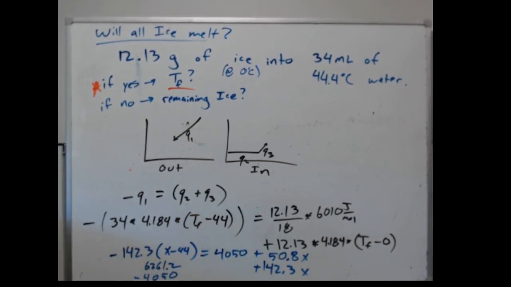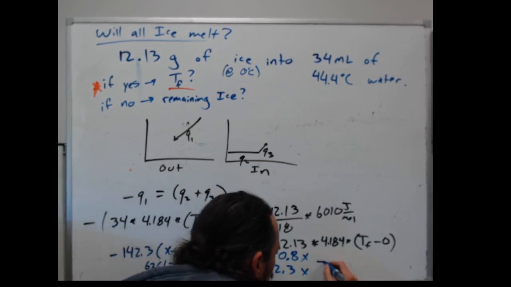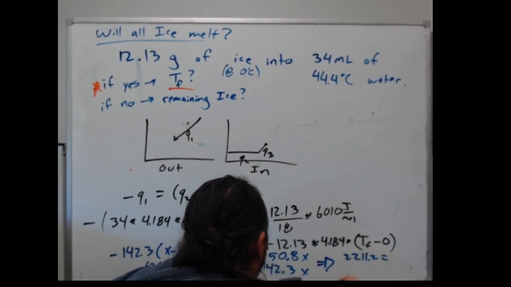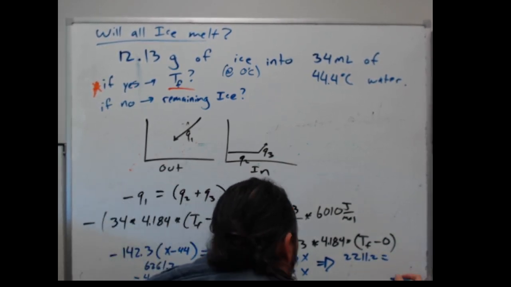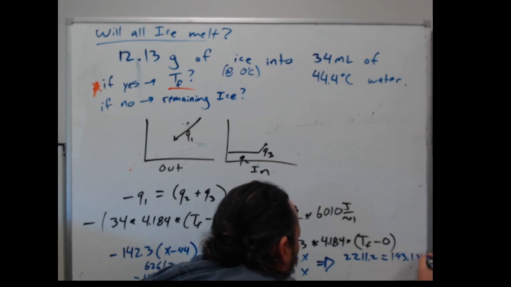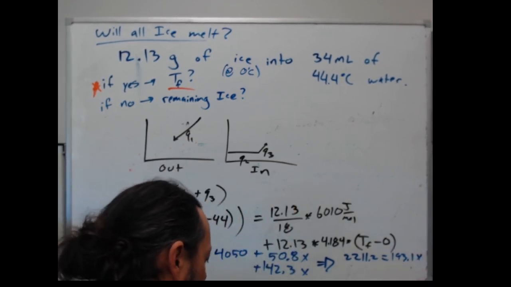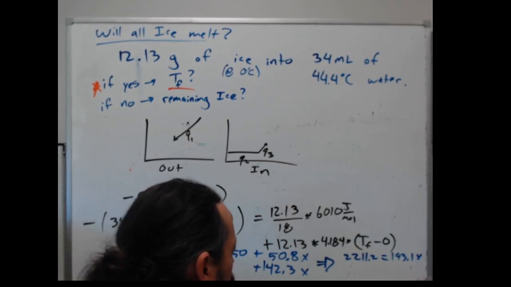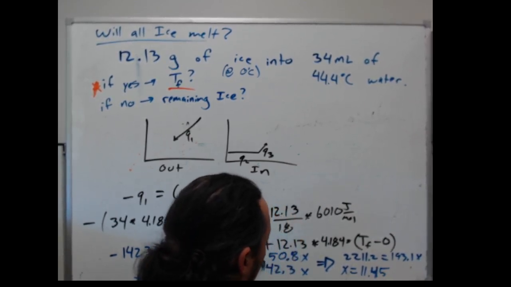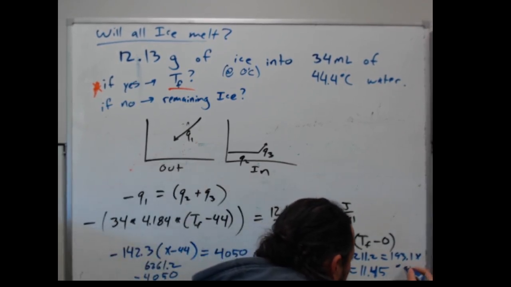I like it. So we do 6261 minus 4050, and eventually this is going to come over here, I'm going to get 2211.2 equal to 193.1 x. Divide by 193.1, and I get x is equal to 11.45. X is my T final. This is going to be in degrees Celsius.